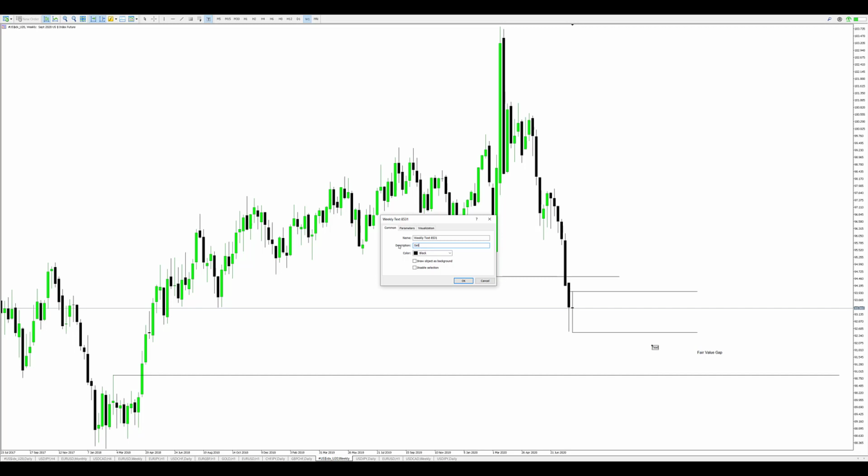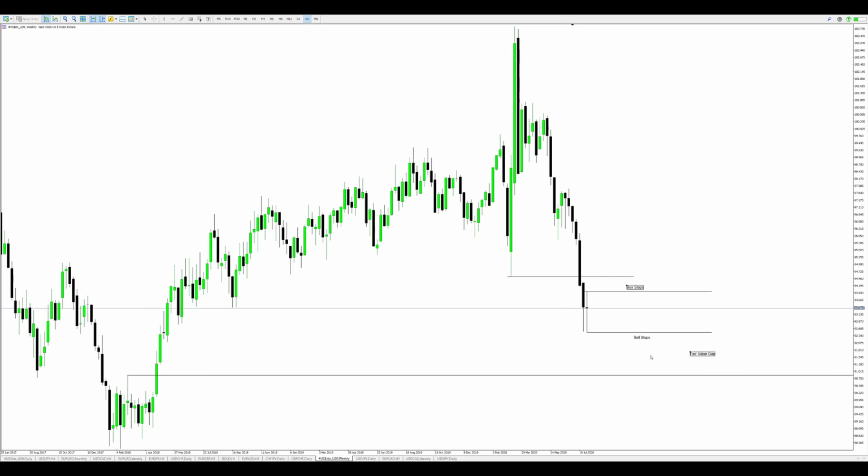We've got sell stops, right, on last week's low, and then last week's high, we've got the buy stops above, right? We've got buy stops above that price area. You see, let's not forget this range here. That's our fair value gap, right?